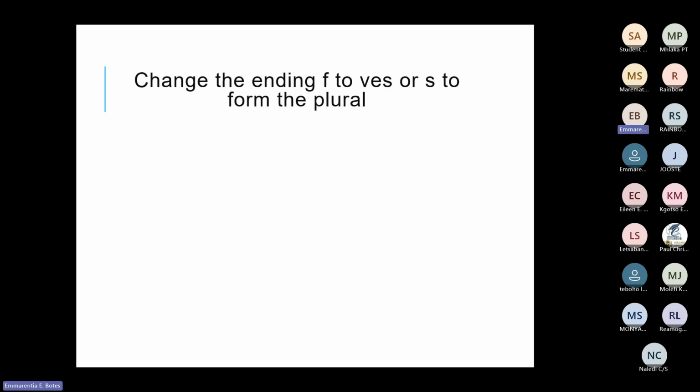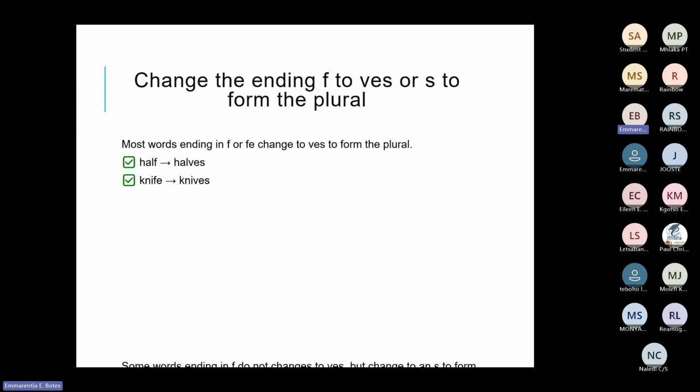Now change the ending F to VES or S to form the plural. So most words ending in F or FE change to VES to form the plural. Let's look at the examples. Half changes to VES, halves, in the plural. The word knife will change to knives. So there we see the FE will change to VES.